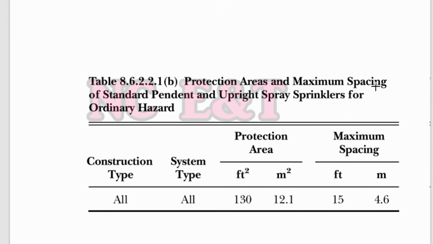In the same way, for medium hazard, we have another table in NFPA 13, and it shows the protection area of 130 square feet, and the distance between the sprinklers is 15 feet. We will make our exercise based on the medium hazard, so we will follow these values. So the area of protection by one sprinkler we will consider 130 square feet, and the maximum distance between two sprinklers we will take 15 feet.